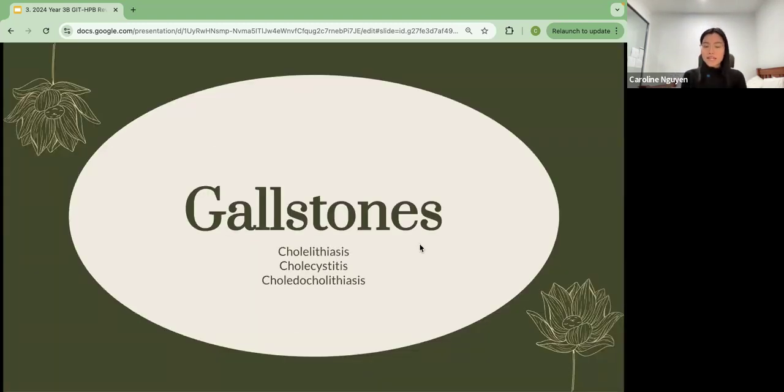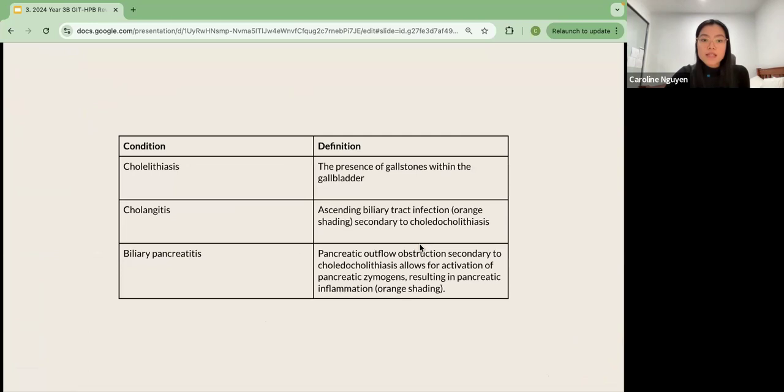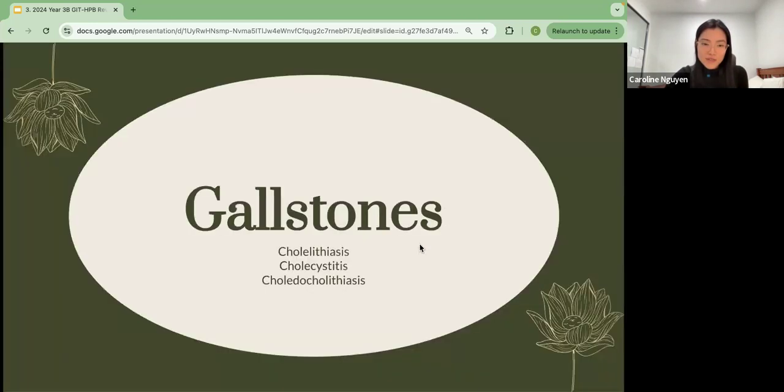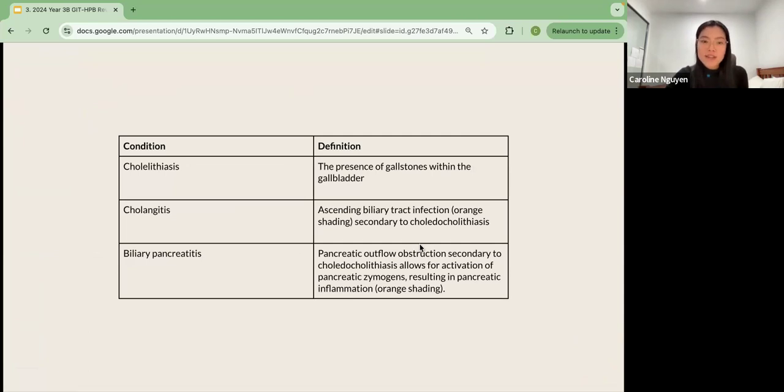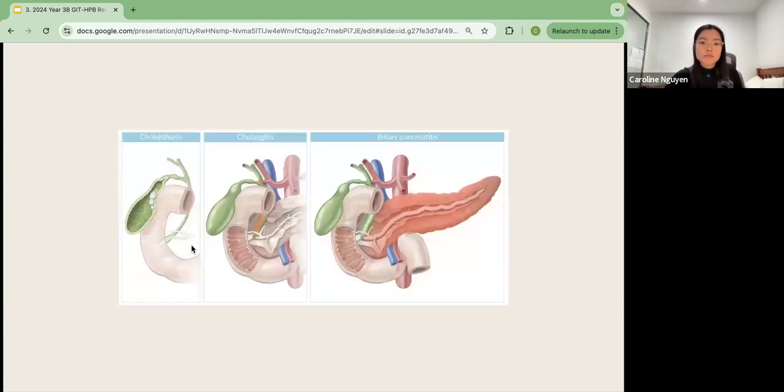Okay, final topic is gallstones, cholecystitis, cholelithiasis, and choledocholithiasis. The main takeaway is, what is the difference between these? So this is gallstones in the gallbladder, this is infection from the gallstone stuck in the tract. And then this is gallstone stuck in the tract, blocking pancreatic enzymes, causing pancreatitis. And that's what it looks like.